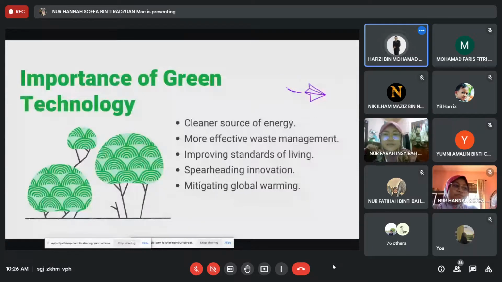Next, we have spearheading innovation. Spearheading is like leading. We think of green technology as a spearheader so that we can create more advantageous technology to save our earth. Last but not least, green technology also can mitigate global warming. Means it can make global warming less bad. Because we use a cleaner source of energy and we also can reduce the pollutant content.